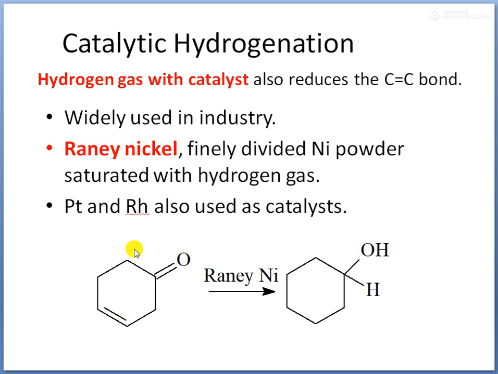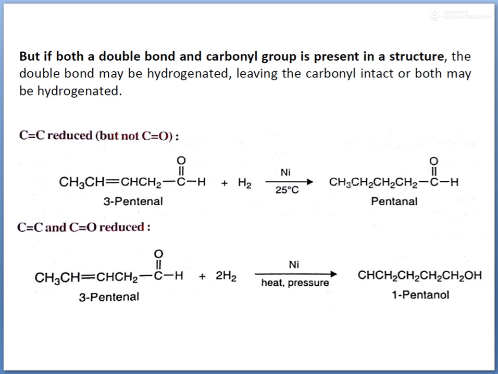So one of the widely used reactions in the industry is the catalytic hydrogenation using Raney nickel. And this is a finely divided nickel powder which is saturated with hydrogen gas. And instead of nickel, we also use platinum and rhodium metal catalysts. So let us see these two reactions.